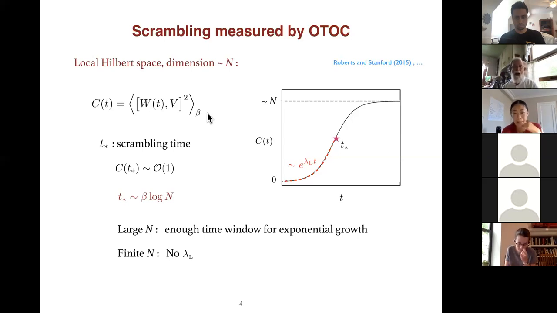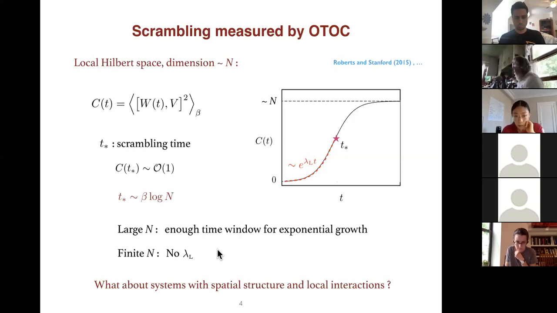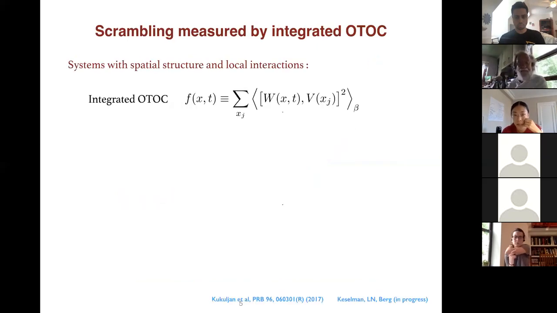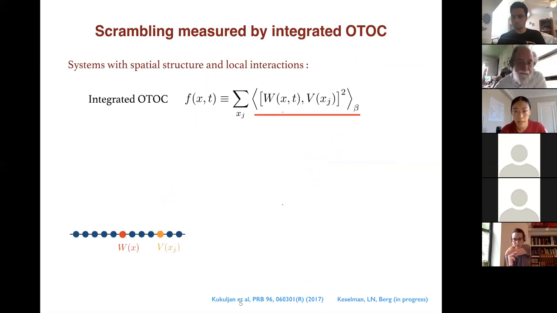So as condensed matter theorists, what we are interested in is, what about systems with spatial structure and local interactions? What OTOC should we use to characterize information scrambling in a spatially extended system? Okay, so I would like to argue now that we should instead use the integrated OTOC to characterize scrambling in a system with spatial structure and local interaction. This integrated OTOC is basically the sum of a bunch of local OTOCs.